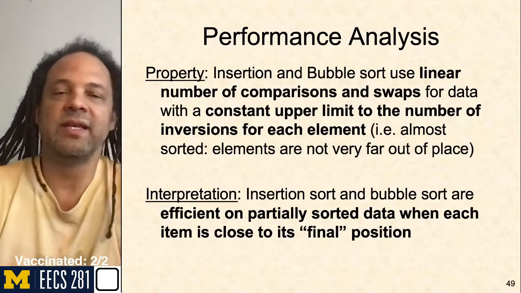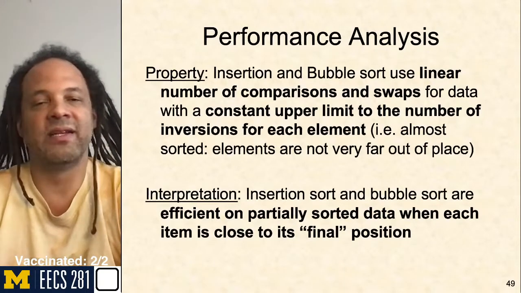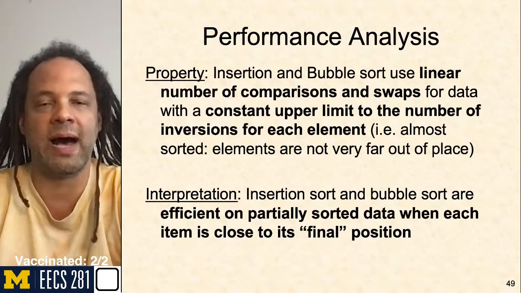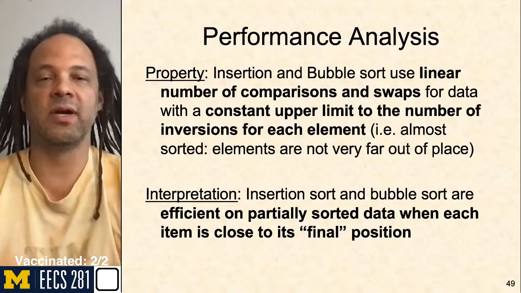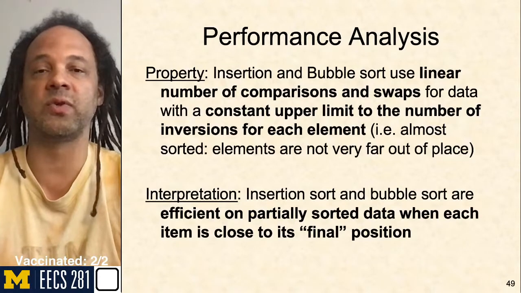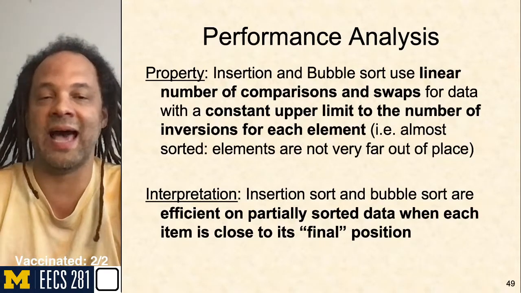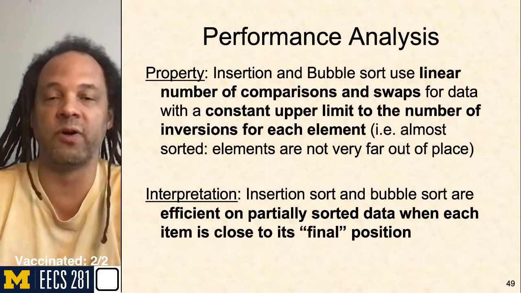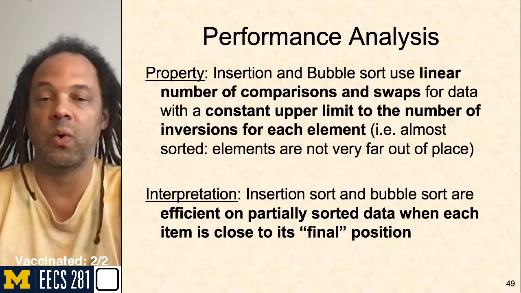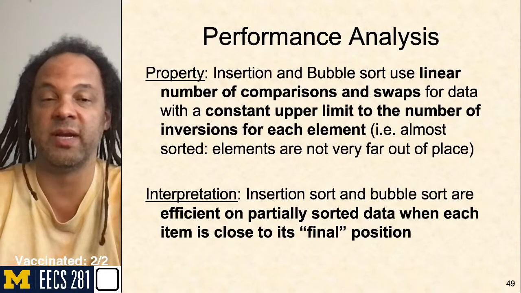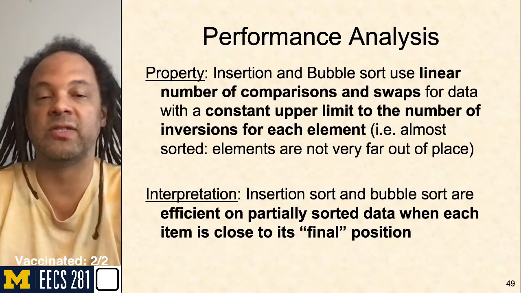So as we've got these inversions defined now, I can say that insertion sort and bubble sort use a linear number of comparisons and swaps. Hey, that's good. I hear something linear to do with sorting. That's good. A linear number of comparisons and swaps for data that has a constant upper limit to the number of inversions for each element. Oh, a constant upper limit to the number of inversions for each element.